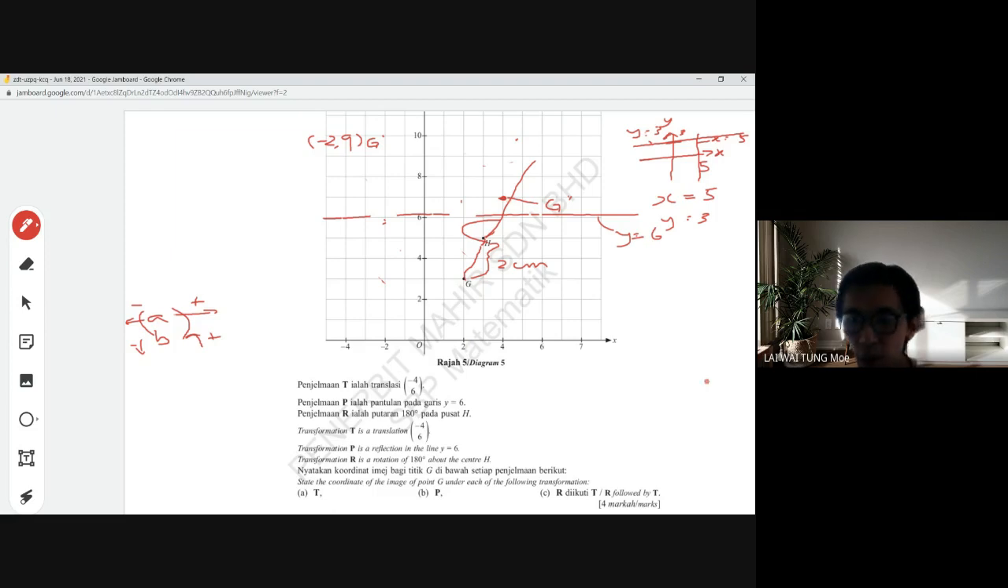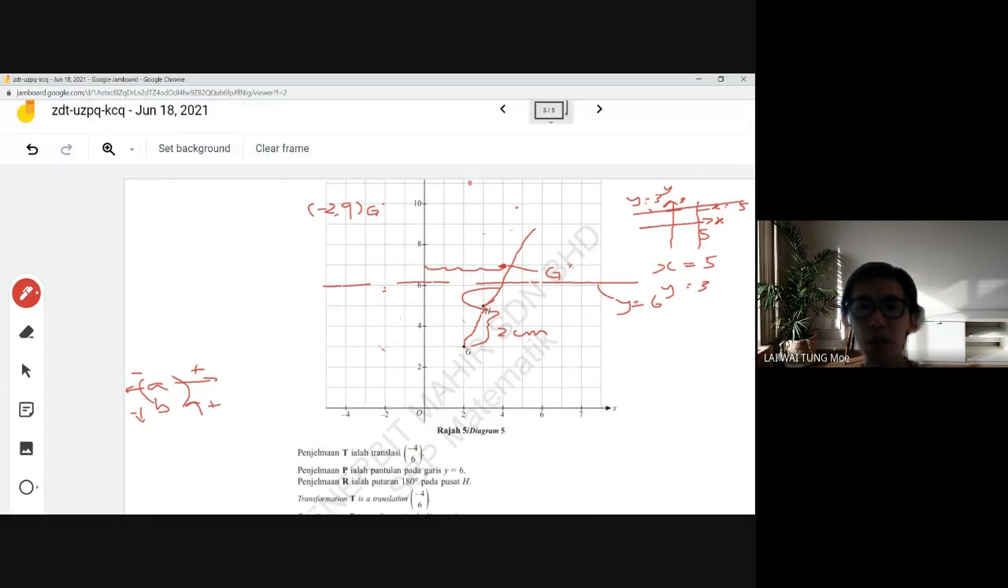But then we have to do another transformation, which is T. T is a translation of (-4, 6). So -4, 6 means we have to move it to the left-hand side 4 units. So from here, 1, 2, 3, 4. Here is 4 units. And then 6 up, so we will go up.